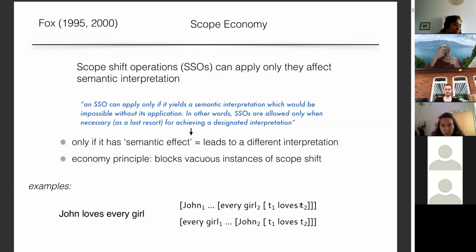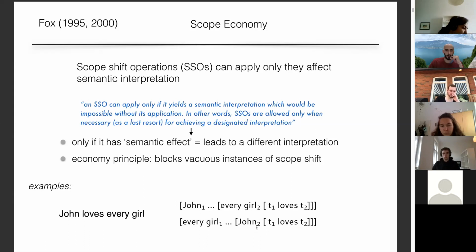And then you can scope out every girl. So in this representation, first you compute every girl, and then you say, for every individual X, if X is a girl, then John loves X. Okay?